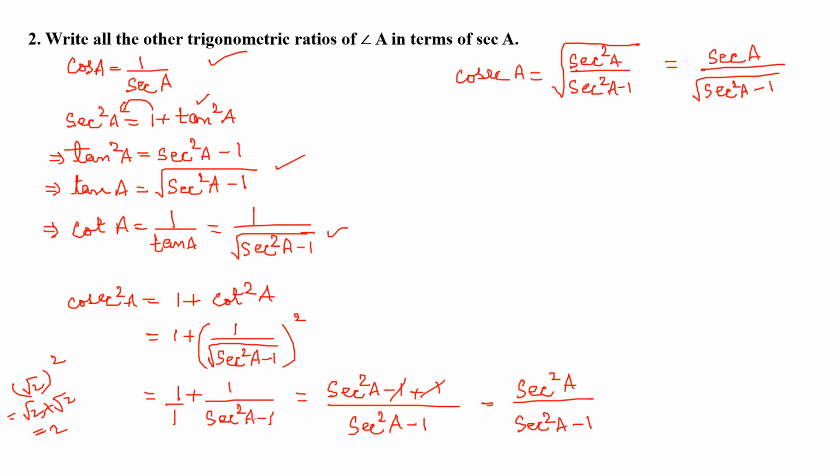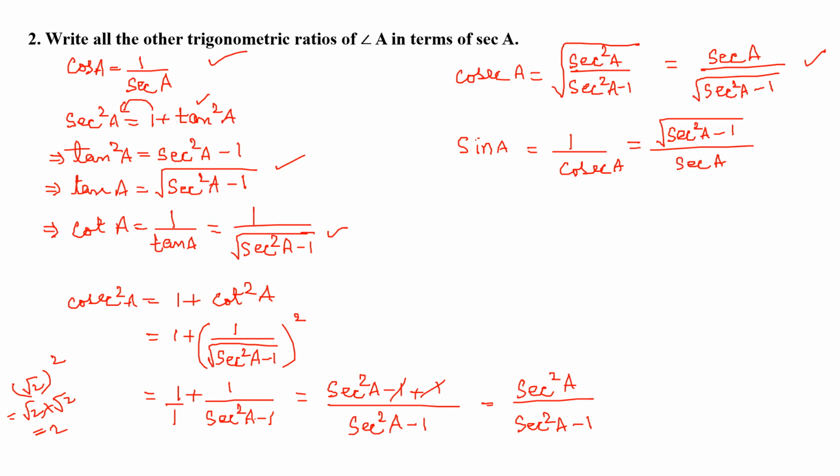Now once you get the value of cosec, you can get the value of sine also, because sine is the reciprocal of cosec. So sine A will be 1 by cosec A. So the value which you got here, you have to just write the reciprocal of it. So it will be root of sec square A minus 1 by sec A. Okay, so these are all the identities.